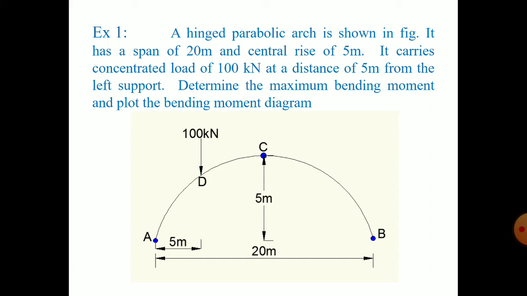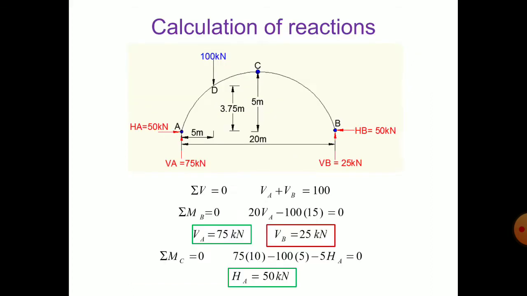So this is the three-hinged arch, parabolic type. Span is 20 meters, rise is 5 meters, load is 100 kilonewton at a distance of 5 meters from the left-hand support. First of all, let us calculate reactions by taking moment at A, B and C.